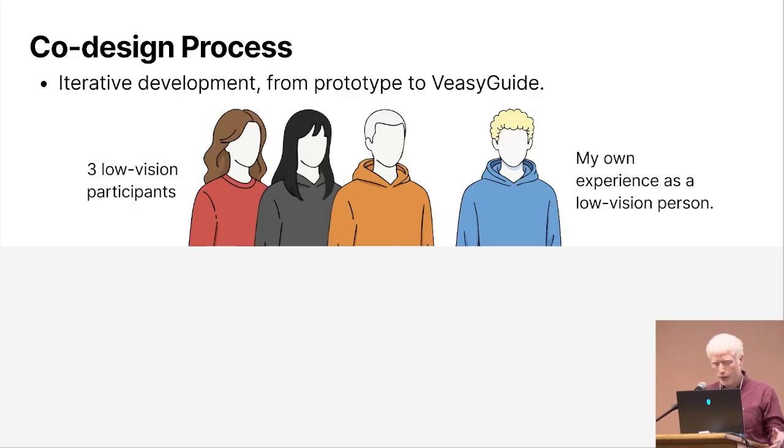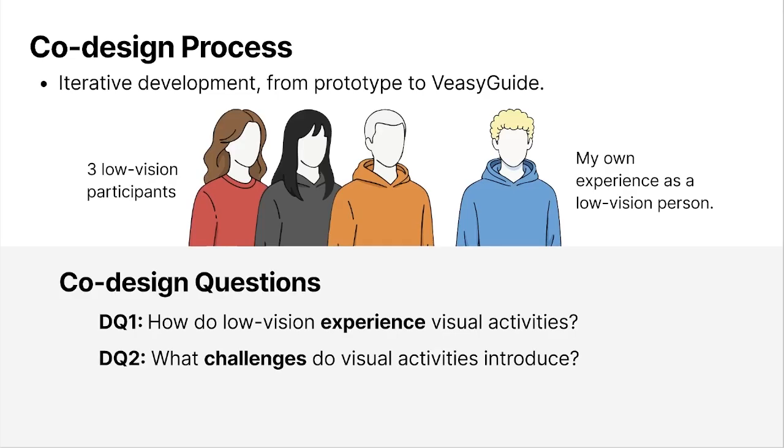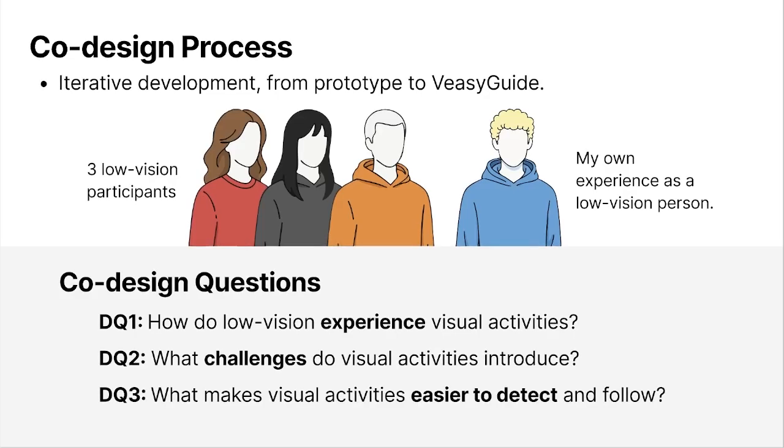So VeasyGuide was created in a co-design process. It was a co-design with 3 low vision participants, as well as my own experience as a low vision individual. And we had 3 main questions for the co-design process. The first is, how do low vision people experience visual activities? What challenges do these activities introduce? And also, what makes these activities easier to detect? For the sake of time, I'm going to focus on the third question.